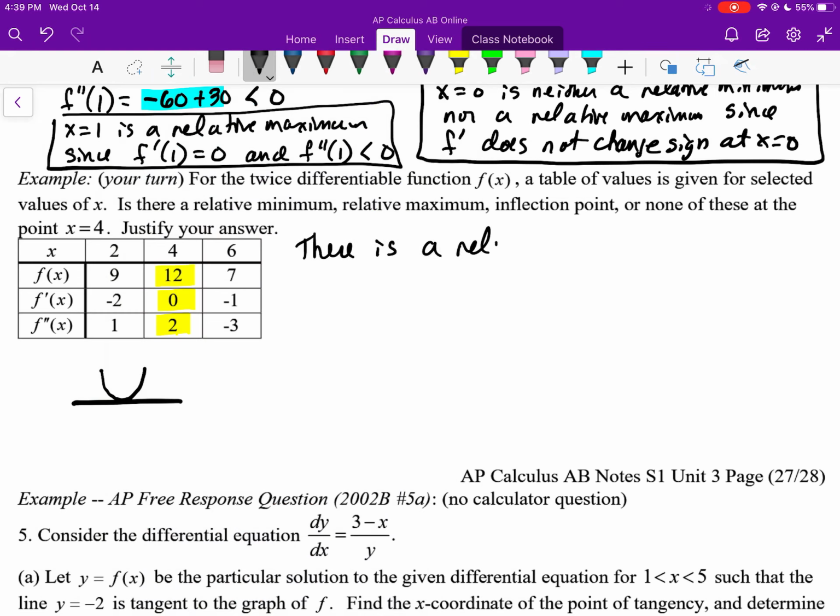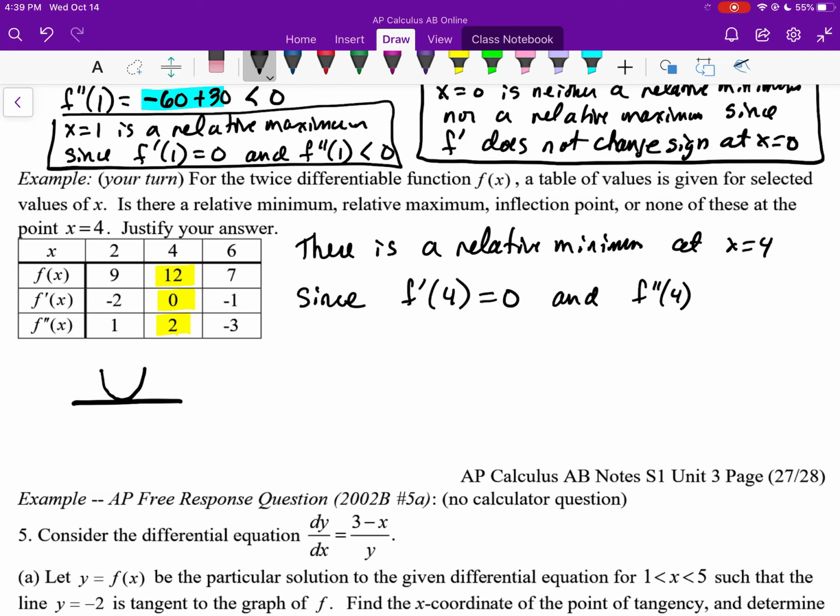There is a relative minimum at x is equal to 4 since f prime of 4 is equal to 0. That's the horizontal tangent line. And f double prime of 4 is greater than 0. That over there is the curved up.